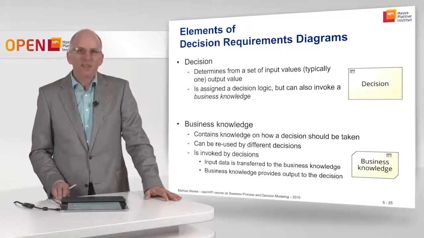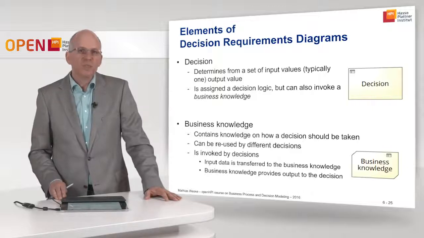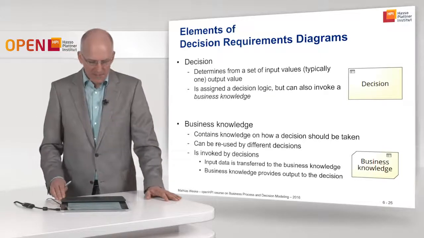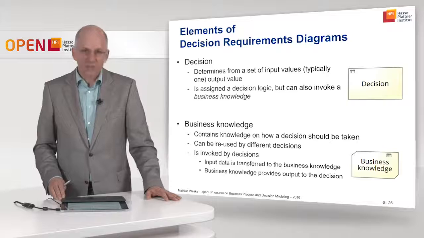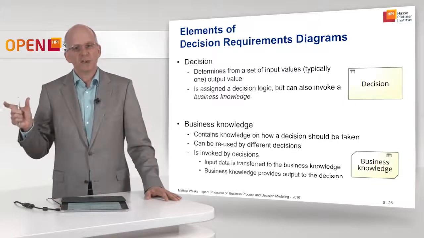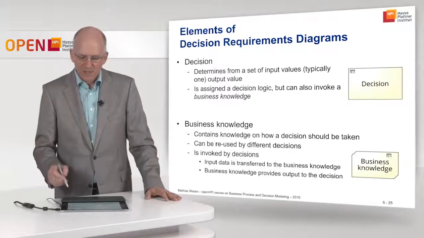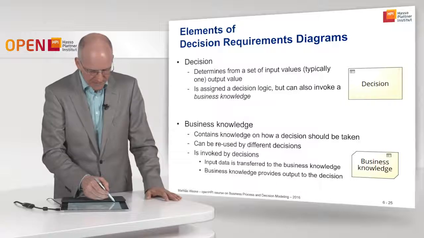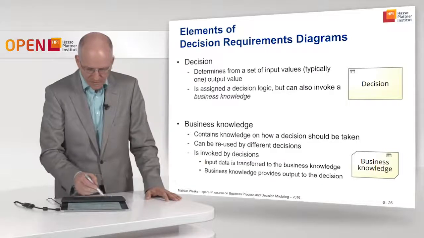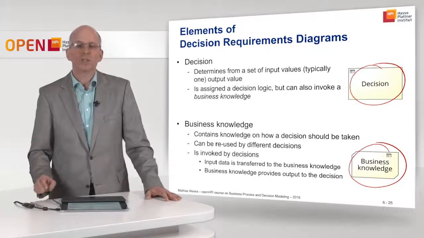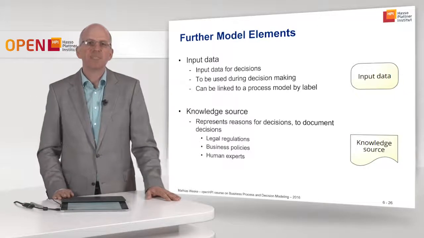It is invoked by a decision. So when I say a decision uses a business knowledge, what technically happens is that the business knowledge is invoked by decisions, and input data is transferred to the business knowledge by the decision, and the business knowledge provides output to the decision. And here on the right-hand side, you see the decision element and also the business knowledge notational element.